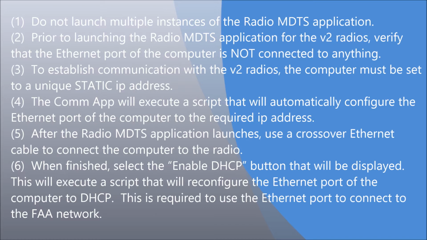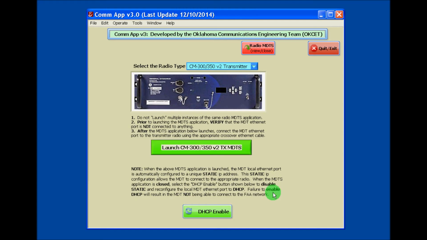The last thing to mention here is once you're done using the Radio MDTS application for the version 2 radios, make sure to select the Enable DHCP button that will be displayed. Now this will launch a second script that will automatically configure the local Ethernet port on the computer to DHCP. Now this is required to use that Ethernet port to connect to the FAA network and to use it to connect to the internet. Here's the DHCP Enable button I was just talking about.